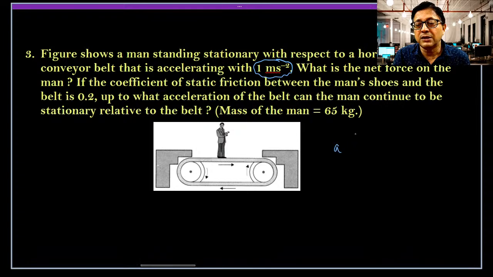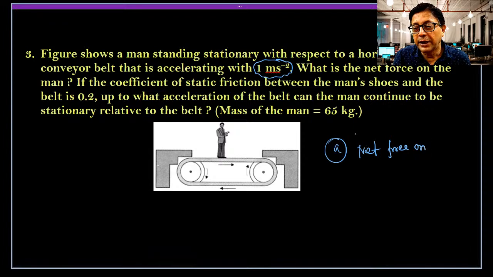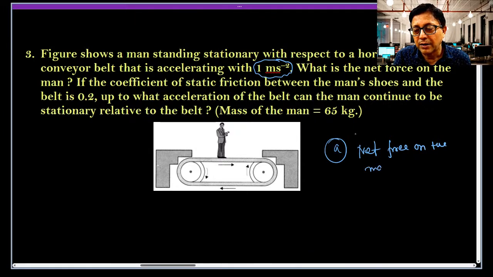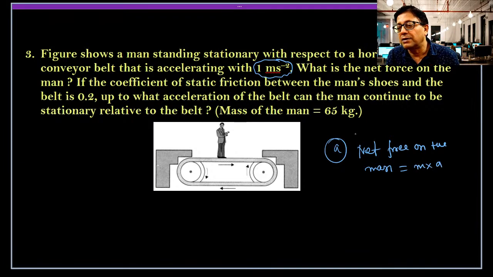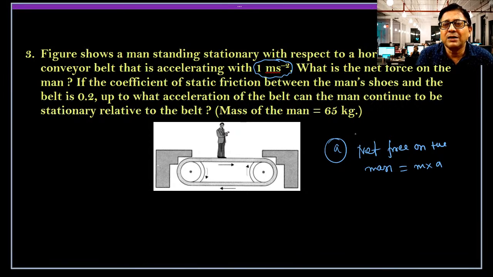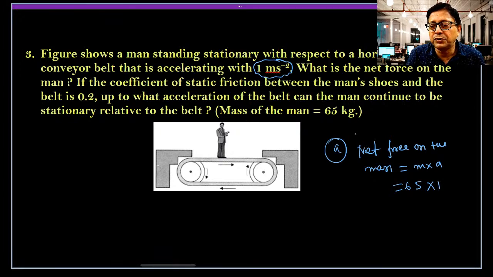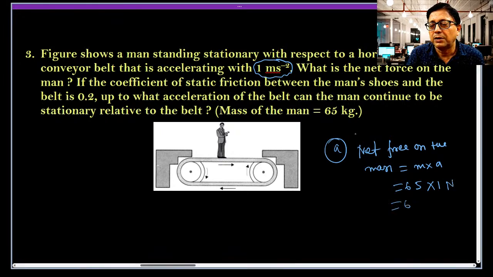So first part answer: net force on the man is equal to mass into acceleration. Because this is the thing, no? Friction is there between the conveyor belt and the man, but that we will not see. What is the net force? The acceleration he got, multiplied by mass. What is the mass of the man? 65. 65 into 1 Newton. Clear?